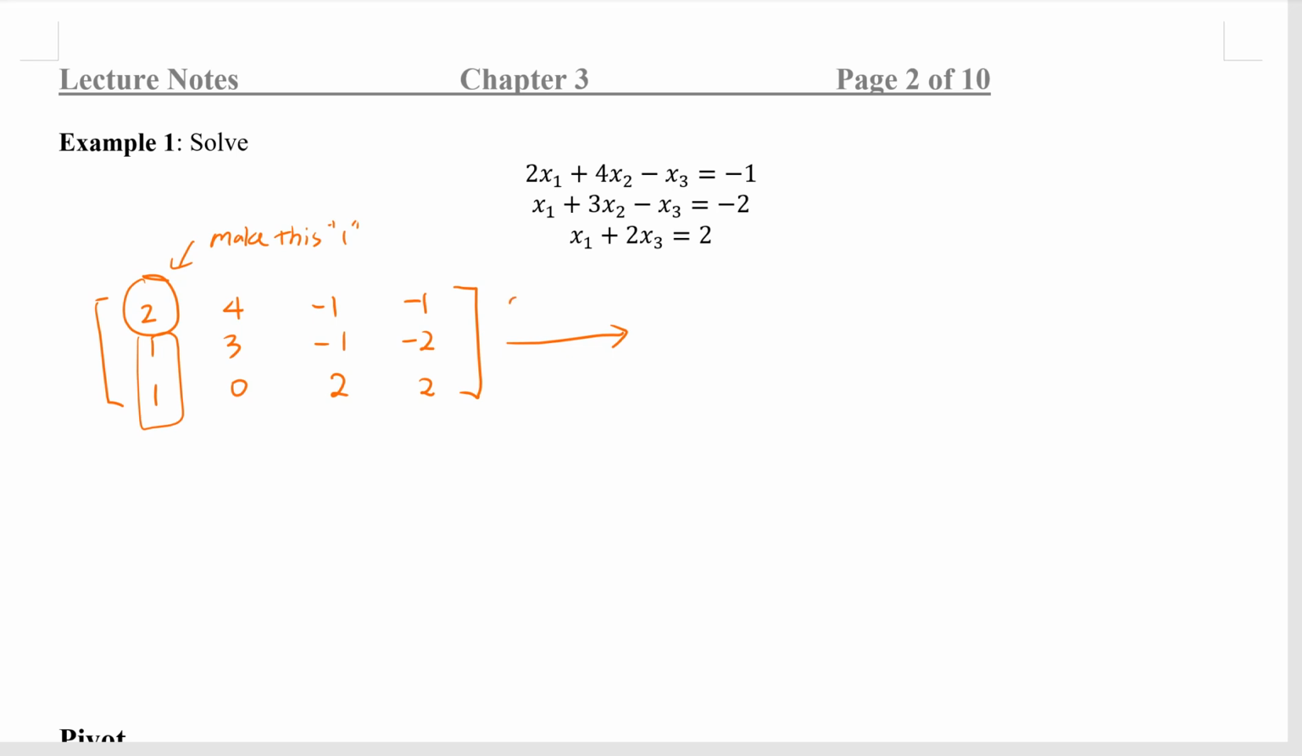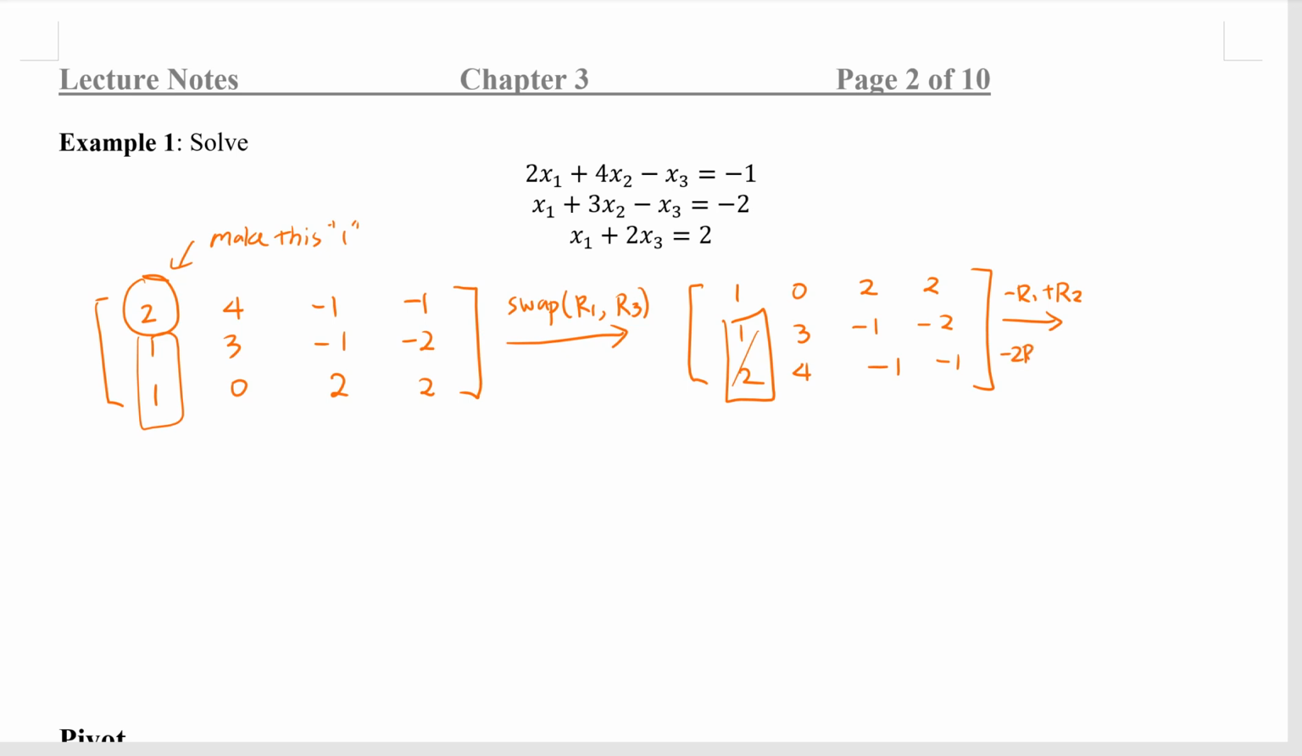Okay, so let's swap row 1 and row 3. Then we have 1, 0, 2, 2; 1, 3, minus 1, minus 2; and 2, 4, minus 1, minus 1. Right? And then we can use that entry to kill the entries below it. So what row operation can we do here? We can do minus row 1 add to row 2, right? And we can do minus row 1 add to row 3.